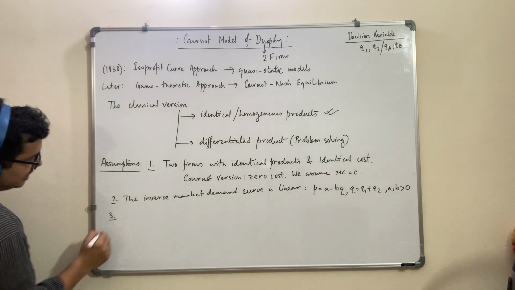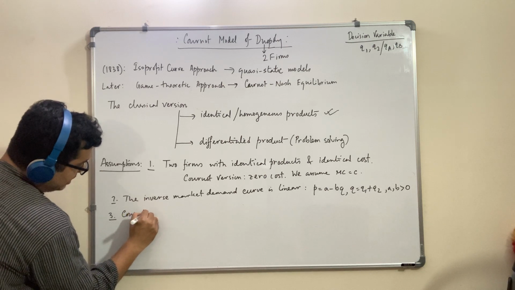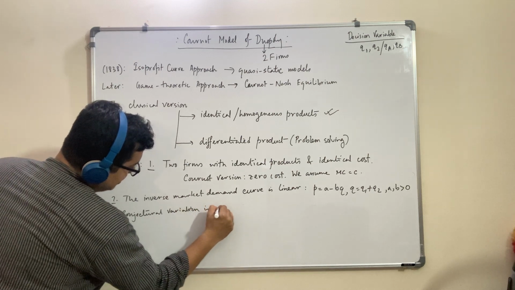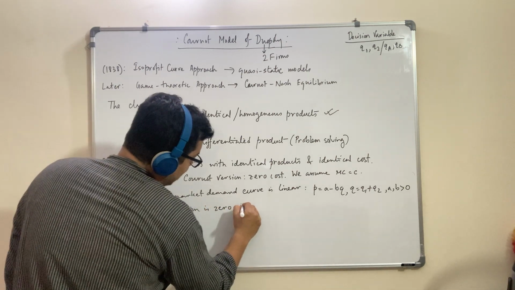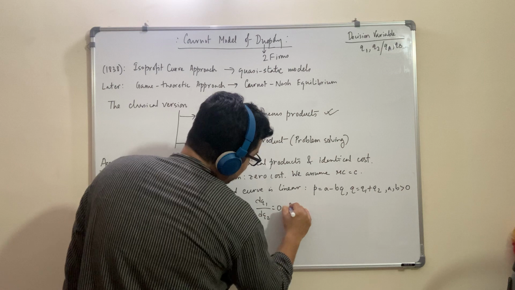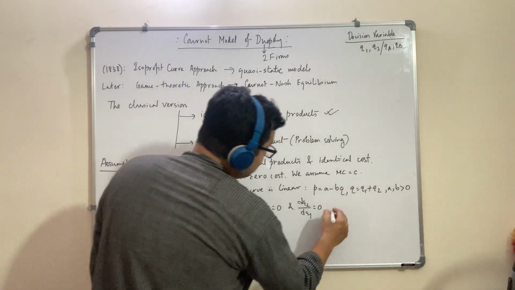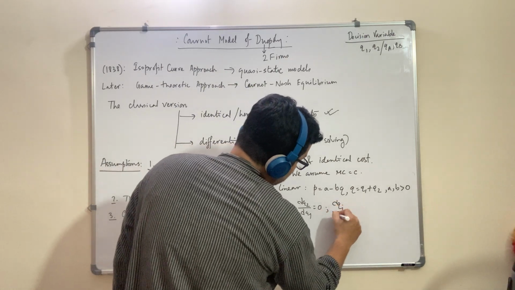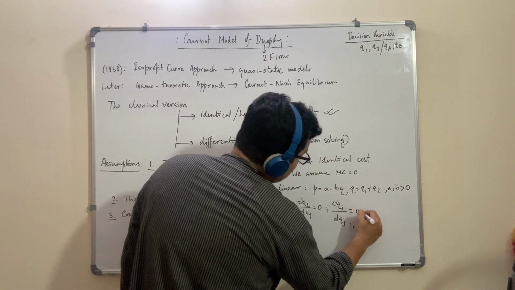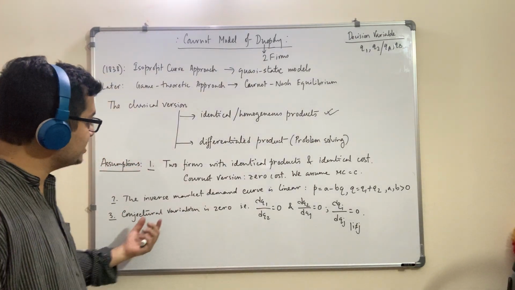Number 3, and this is the most important assumption of the model, which is that conjectural variation is 0. If I write it in calculus, then it will look like dq2/dq1 equal to 0 and dq1/dq2 is 0. In general, we write it like this: dqj/dqi, obviously i not equal to j, is equal to 0. Now, this is new. This was not there in monopoly. This was not there in perfect competition. So this is special to oligopoly.